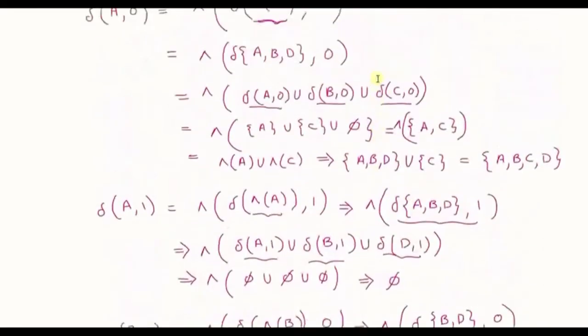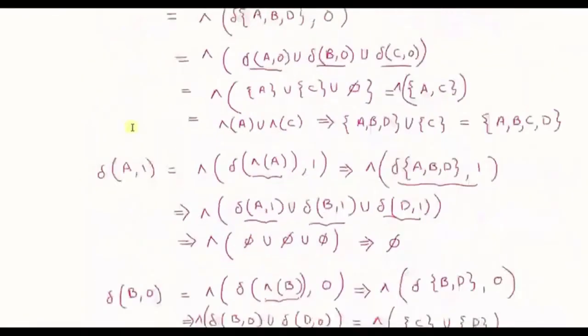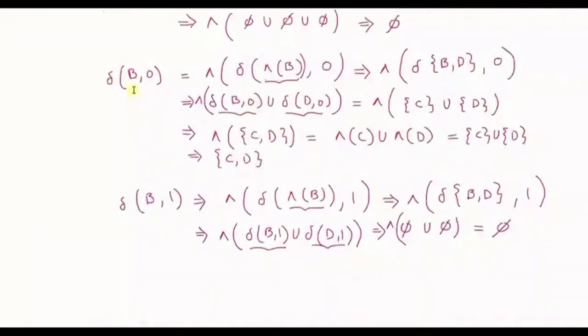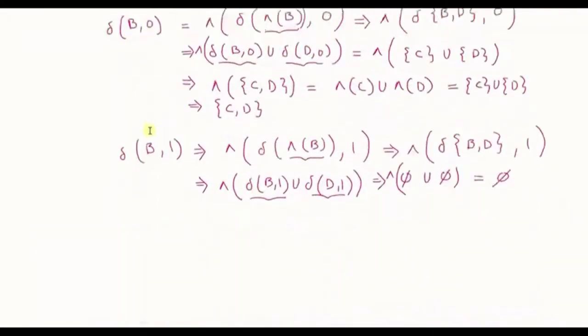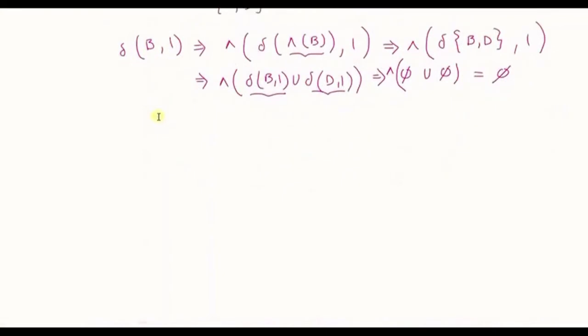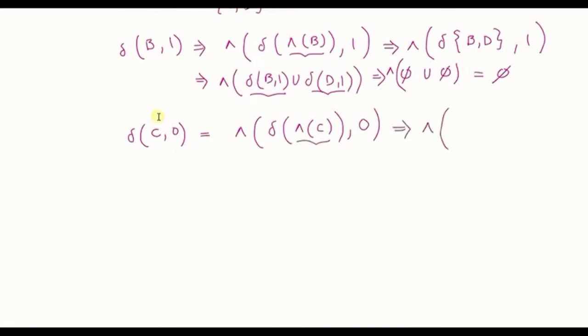So far we have found out the transition of state A on 0 and A on 1. Then we found the transition of state B on 0 and B on 1. Now we have to find out the transition of state C on 0 and C on 1. So first we will find out C on 0. So it is epsilon closure of delta of epsilon closure of C, comma 0. Now we have to find out epsilon closure of C.